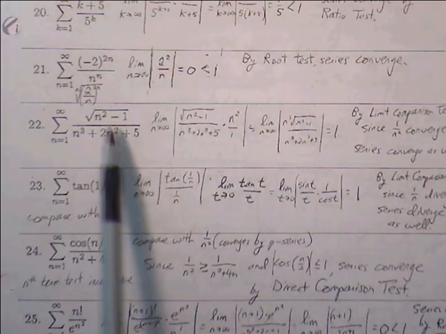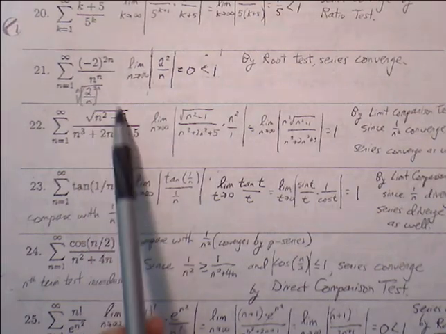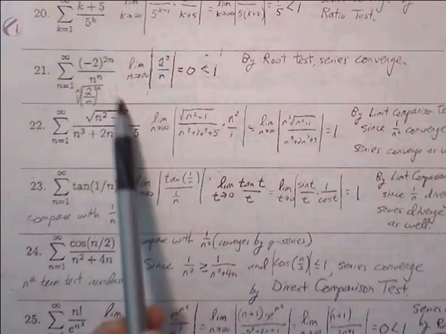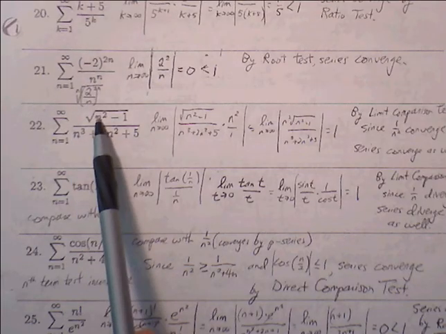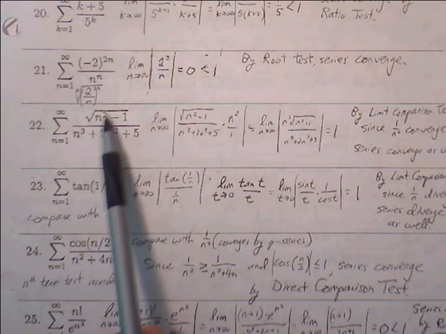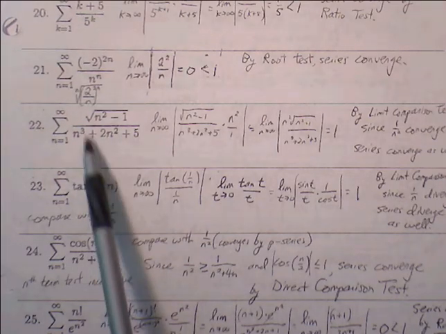22. If we see something like this, we can go through the nth term test for divergence, and we see that n cubed is greater than, this is essentially n, so this will go to 0, which is not enough to show divergence, so it's inconclusive.